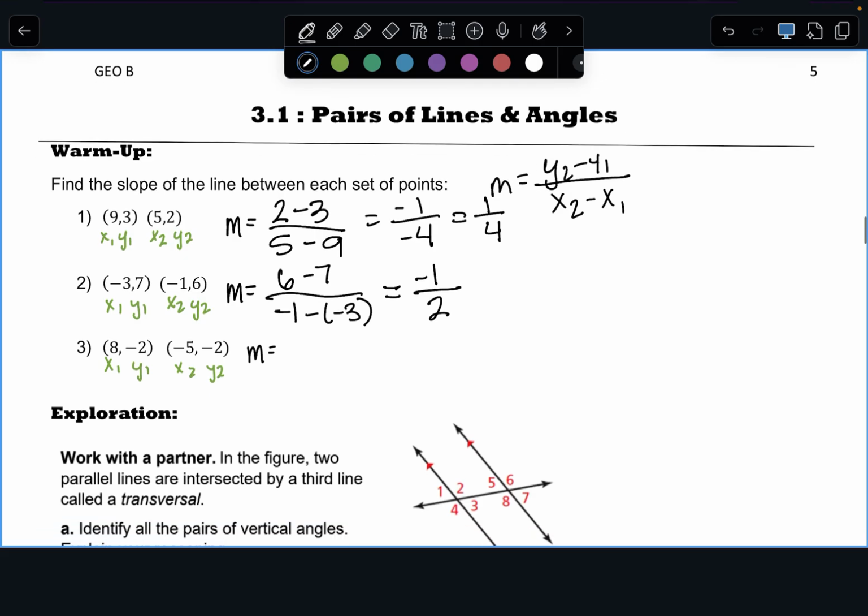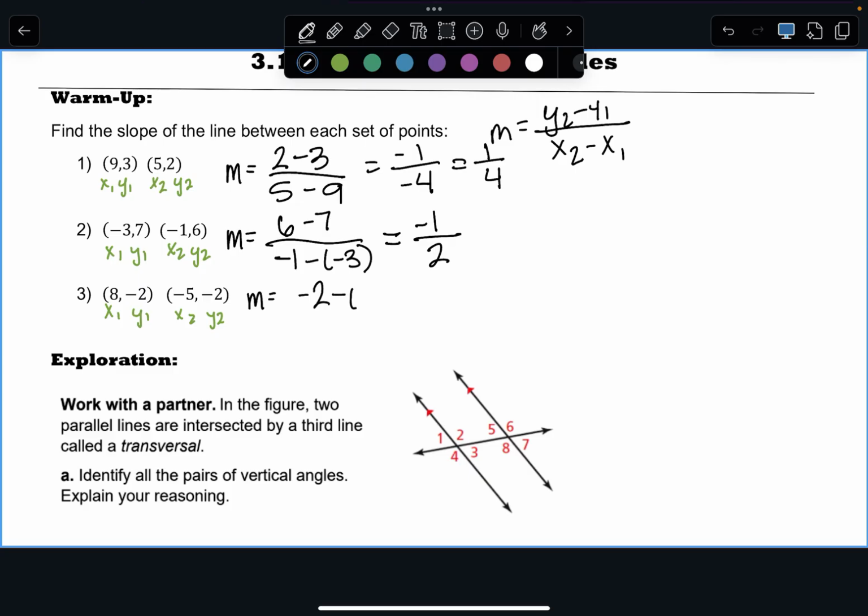And then our very last one, y2 is negative 2. y1 is negative 2. So we get negative 2 minus negative 2. X2 is negative 5 and X1 is 8. What does the top become? What's negative 2 minus negative 2? Say it louder. 0. This would be 0 over negative 13. So if I simplify that, what do I get? Not negative 13, not 13. 0 divided by anything is just 0.